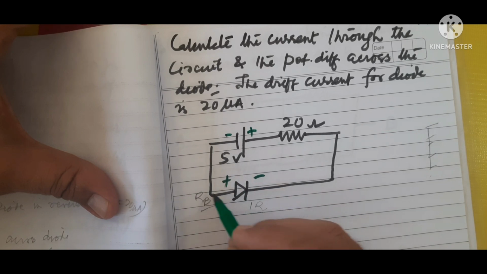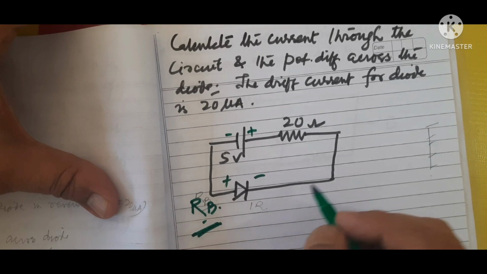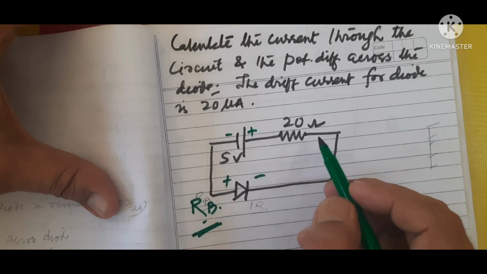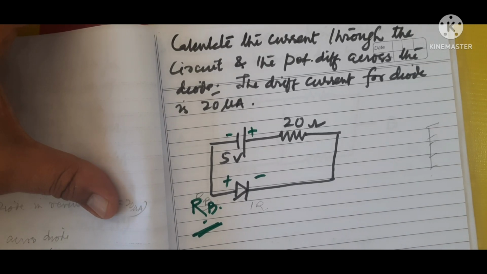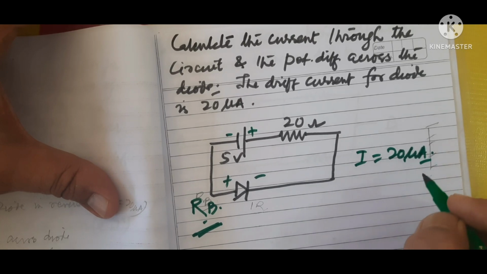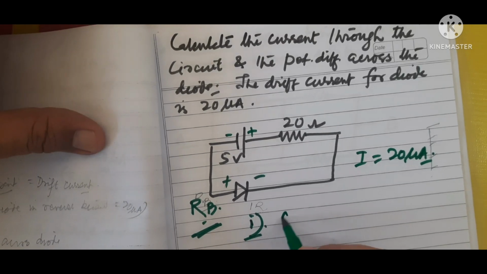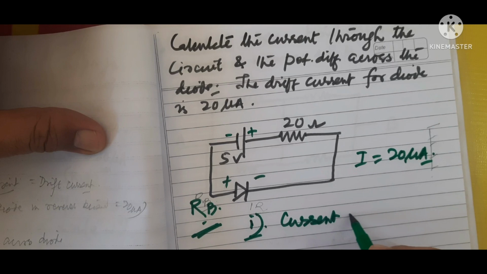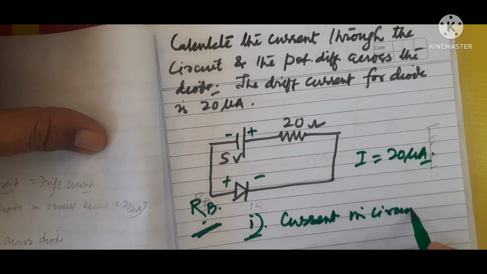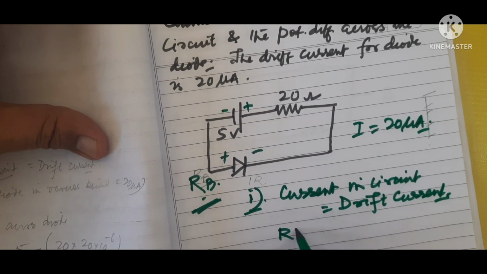So here positive is connected with the negative, that means it is in reverse bias, and here the external resistance is 20 ohm, and the drift current is also given, 20 microampere. So first part, the current in the circuit will be equal to the drift current, and that is in the reverse biasing.